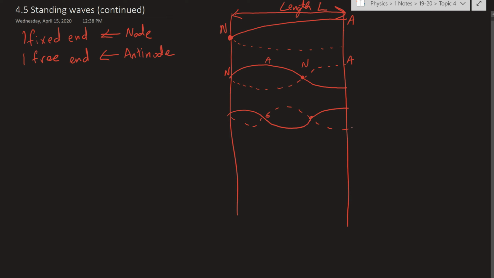And you could keep going with it. The next one would have 3 nodes. Probably don't need any more than that. The key thing about all of these is there's a node on the left, there's an antinode on the right, and there's whatever in between.